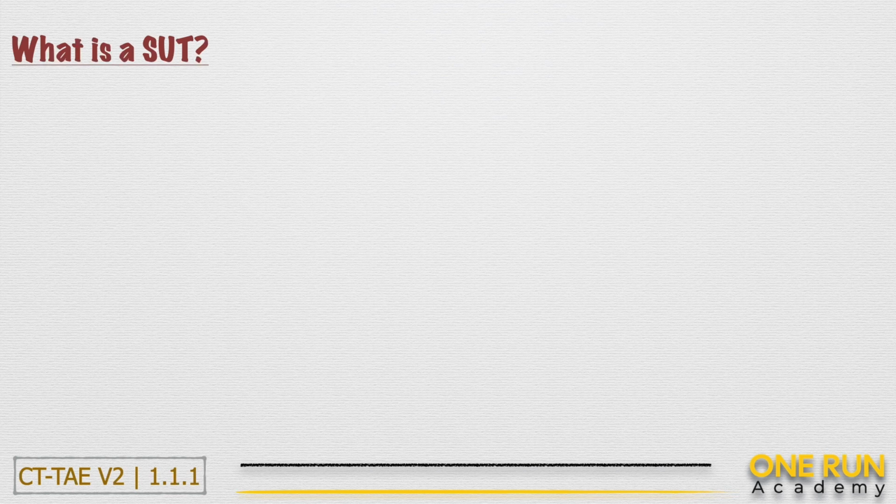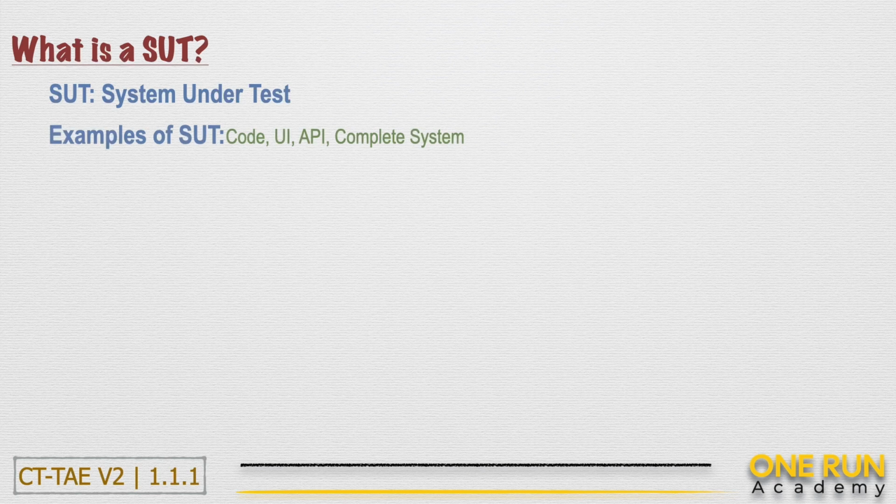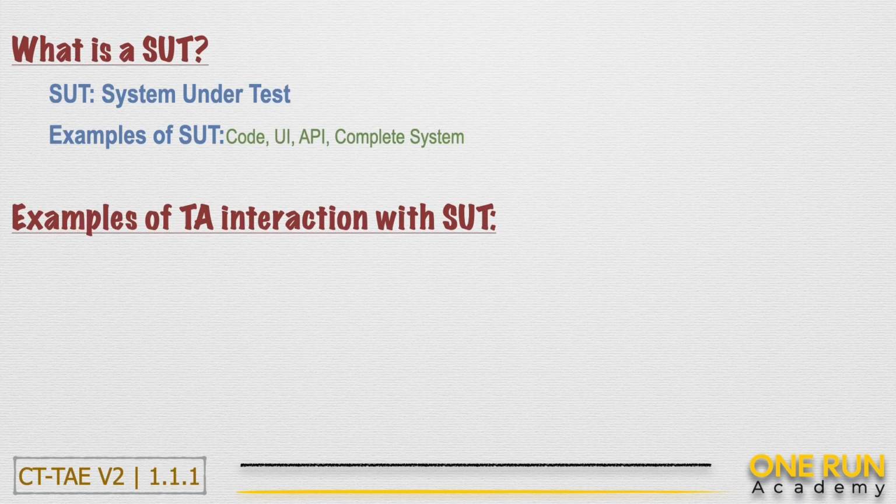Now, let's move on to a term you've probably heard a million times, SUT, or System Under Test. I bet you remember this one from the foundation level, but basically, System Under Test is whatever you are testing. It could be a tiny piece of code, an entire user interface, or even a massive API. Of course, test automation doesn't exist in a vacuum. It has to interact with the system under test to actually evaluate it. So let's take a look at a few ways this interaction can happen.